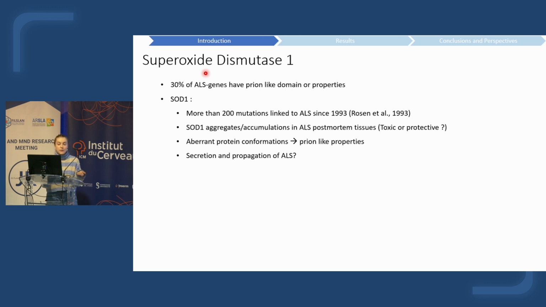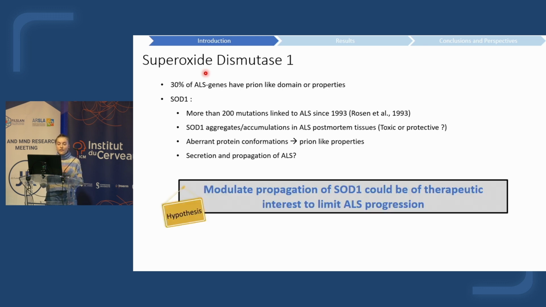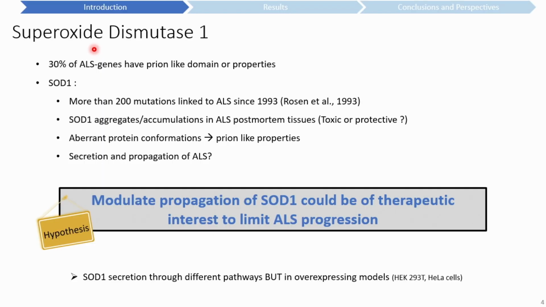And given those prion-like properties of SOD1, we can think that maybe it can be secreted and may be implicated in the propagation of SOD1. That's why we think that by modulating the propagation of SOD1, it could be of therapeutic interest to limit ALS progression. So concerning SOD1 secretion, several studies have been very useful to show that SOD1 can be secreted through different models. We know now that SOD1 can be secreted, but those studies were always in overexpressing models and non-neuronal models.